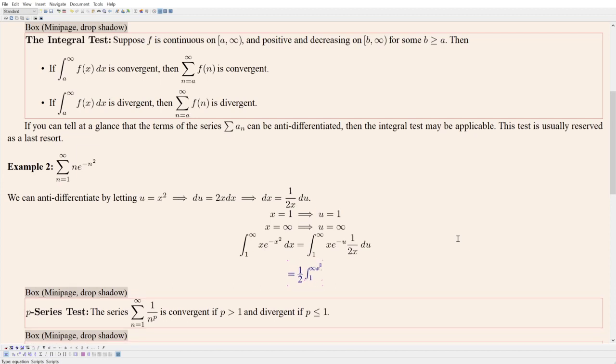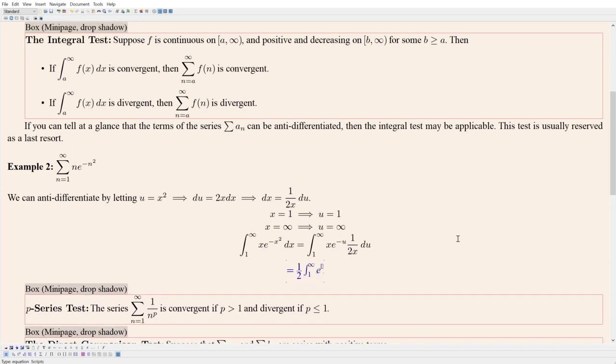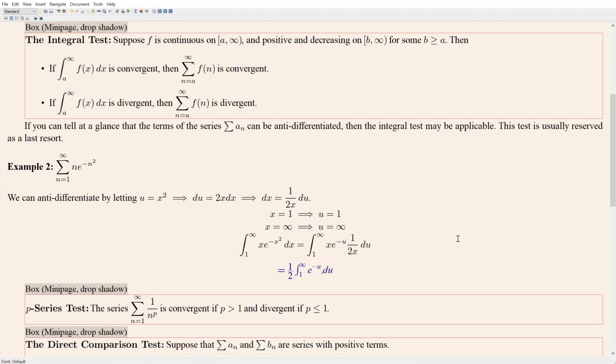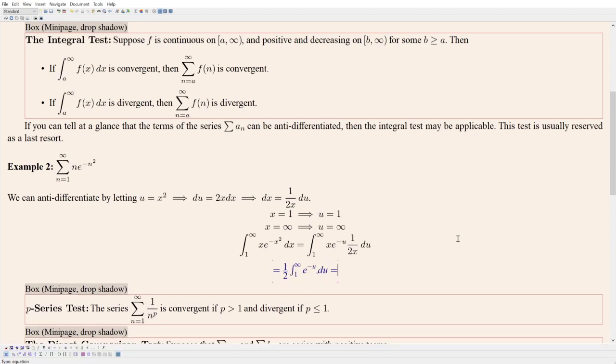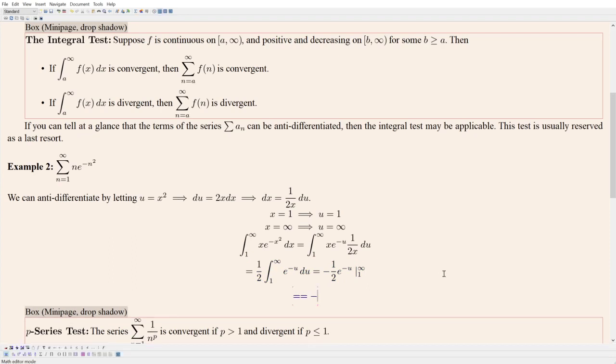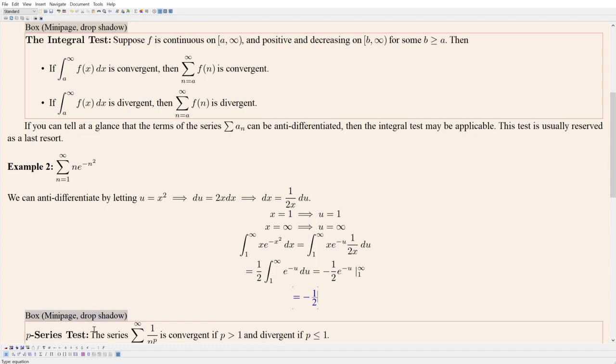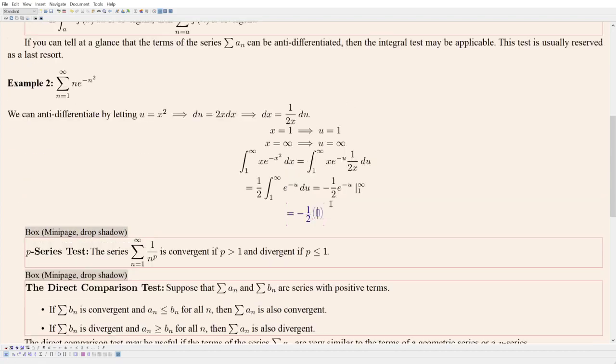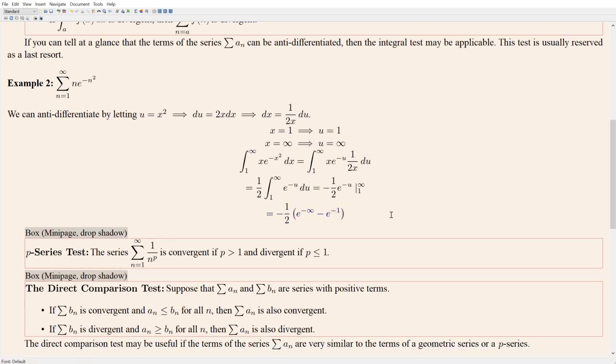And we just have e to the minus u, du left over. So we can anti-differentiate that because that just becomes minus e to the minus u, evaluated between 1 and infinity. So that minus 1/2 we can pull out. When we put in infinity, we get that. When we plug in 1, we get that.